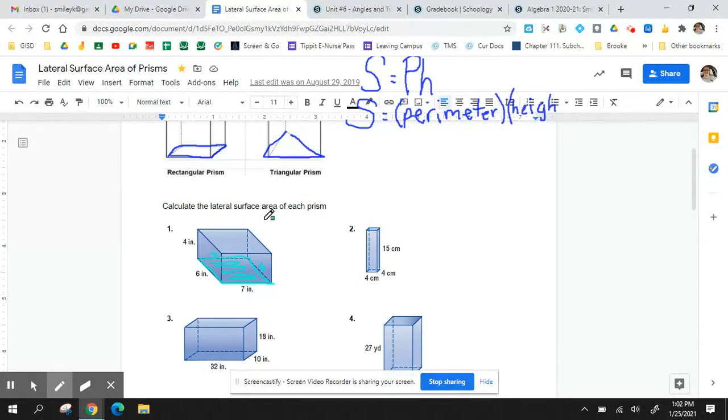So when I go to write it down, I'm going to add 6 plus 6 plus 7 plus 7. All right, so this is my perimeter, 6 plus 6 plus 7 plus 7. And then I'm going to multiply it by my height of 4, which I'm just going to write right beside it. You can put it in parentheses. You can put a multiplication sign.